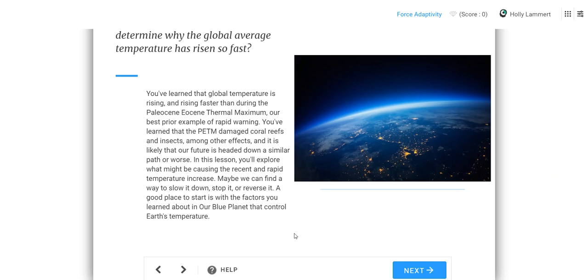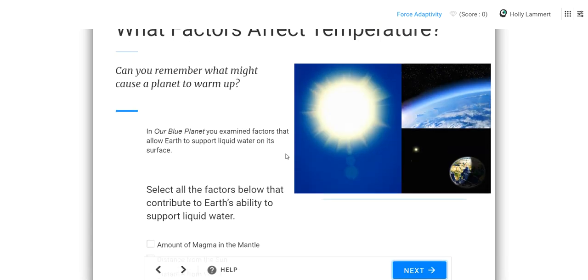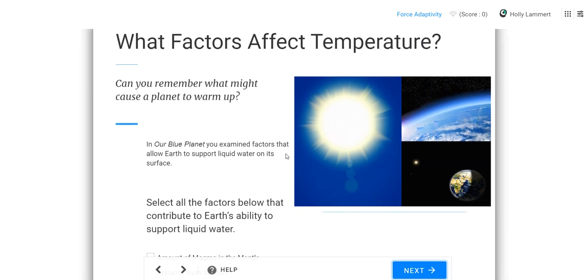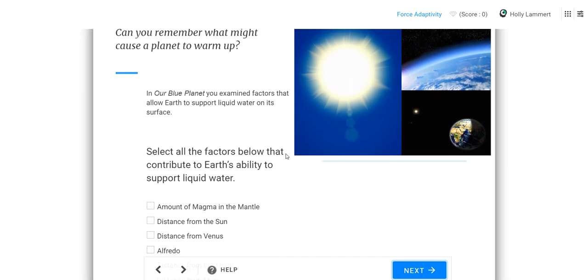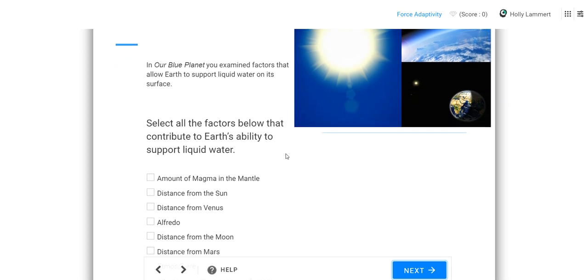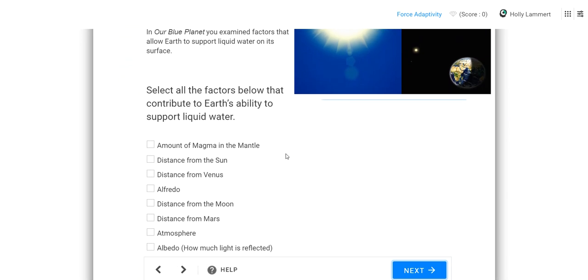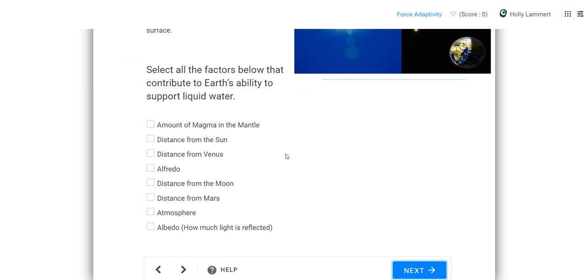A good place to start is with the factors you learned about in our blue planet that control Earth's temperature. What factors affect temperature? Can you remember what might cause a planet to warm up? In our blue planet, you examined factors that allowed Earth to support liquid water on its surface. Select all factors below that contribute to Earth's ability to support liquid water.